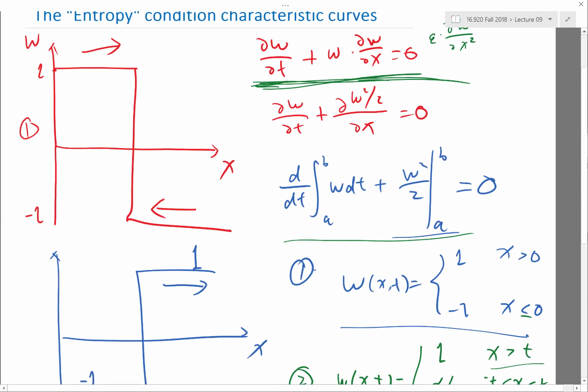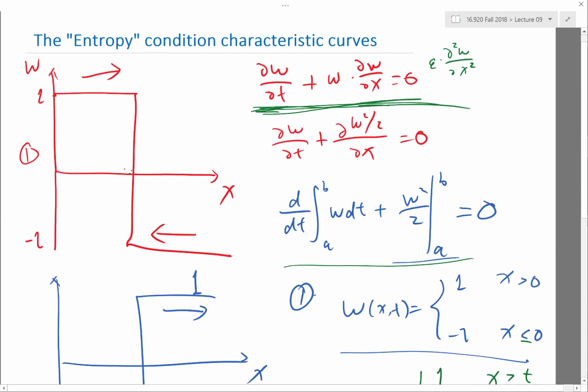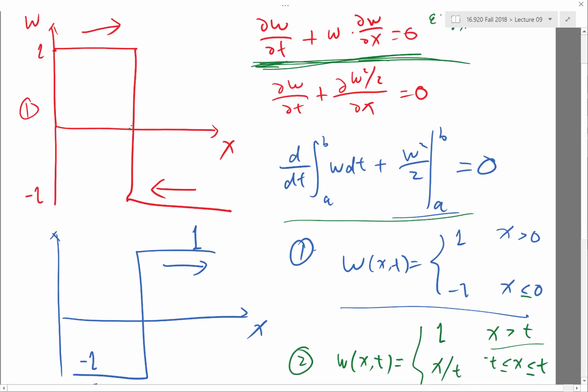So why is the other condition, the red solution, not having multiple solutions? What's the fundamental difference between the red and blue situation that makes the blue initial condition give multiple solutions, some of them physical, some of them not, while the red, the first discontinuity, would not have that dilemma? What's the difference?